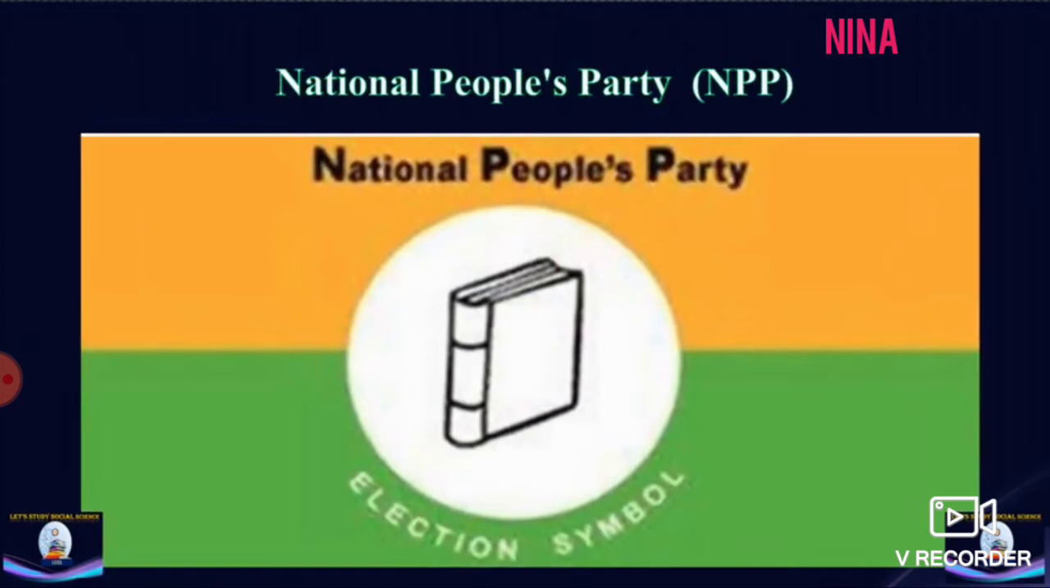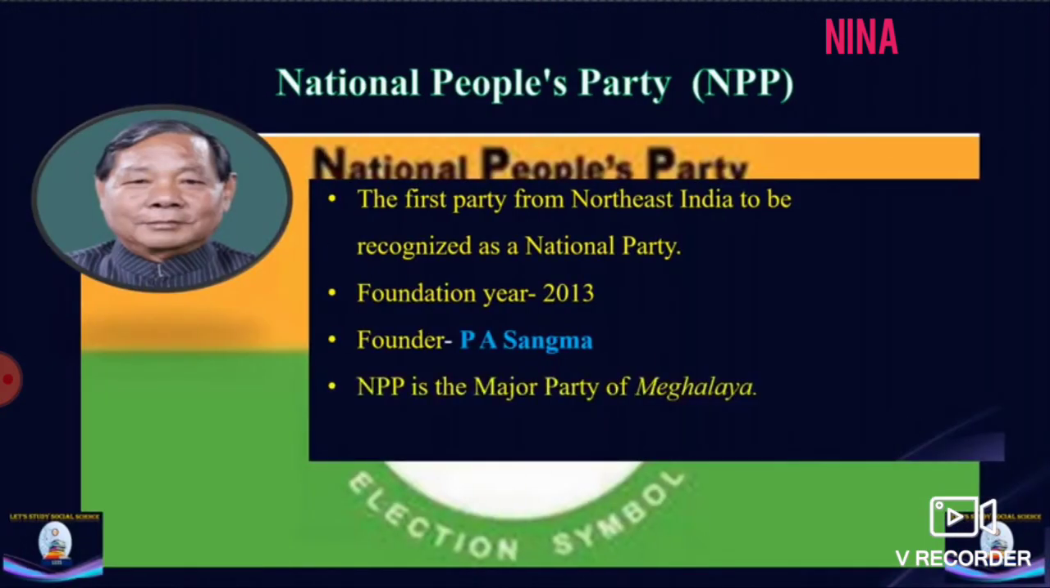Then there is the National People's Party. It is also known as NPP. Now children, this NPP is a major party of Meghalaya and the founder is P.A. Sangma. It was founded just recently, in 2013, and it is the first party from Northeast India to be recognized as a national party. Northeast, that side, Assam side.